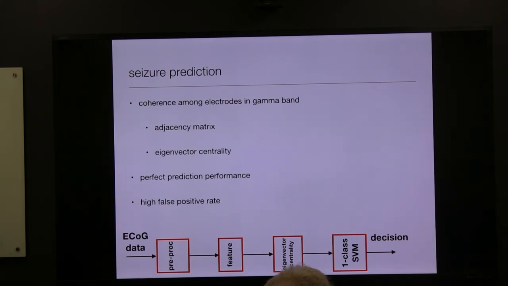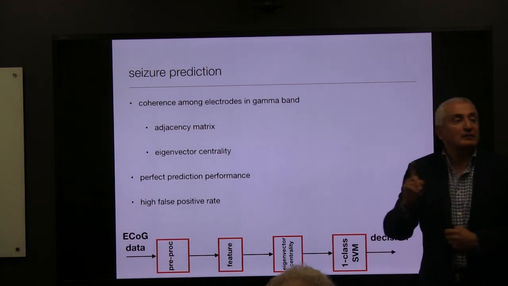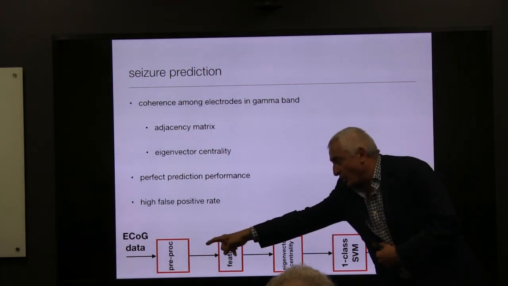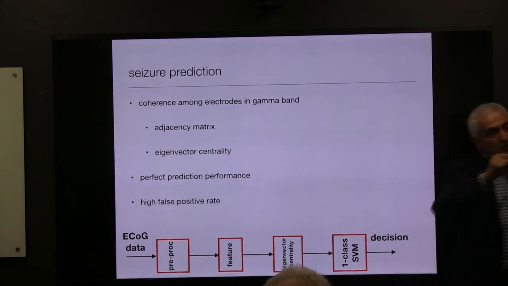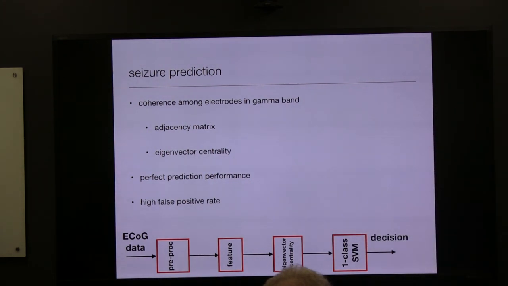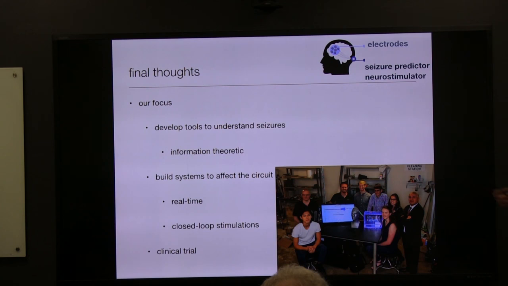As active research today, last night I got an email from my student saying that she worked on some pre-processing techniques to reduce the noise level. And then she looked at features, not at one frequency, but multiple frequencies. She brought down the false positive rate quite a bit. Don't quote me on that, but this is ongoing research. And at the end, we have implemented these techniques in hardware and showed that you could have perfect prediction, with a high false positive rate.